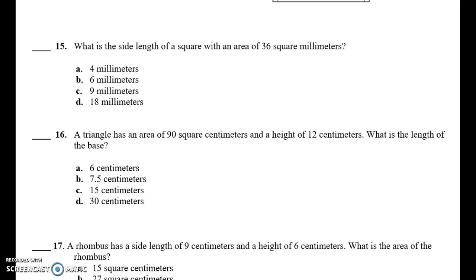Number 16. A triangle has an area of 90 square centimeters and a height of 12 centimeters. What is the length of the base? A. 6 centimeters. B. 7.5 centimeters. C. 15 centimeters. D. 30 centimeters.